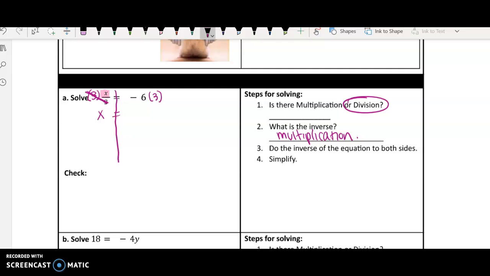Then we bring down our equal sign, and negative 6 times 3 is negative 18. So that means that x is negative 18. So to check our work, we are going to plug negative 18 where the x was, and we're going to divide that by 3. So negative 18 divided by 3 gives us negative 6. And that's correct because that's what it should equal in our equation. So we got it right.